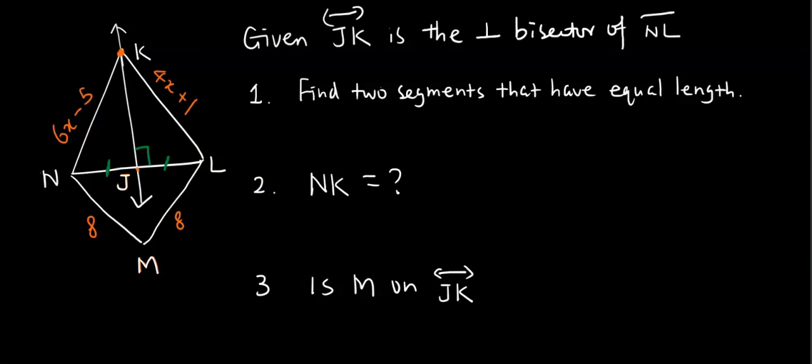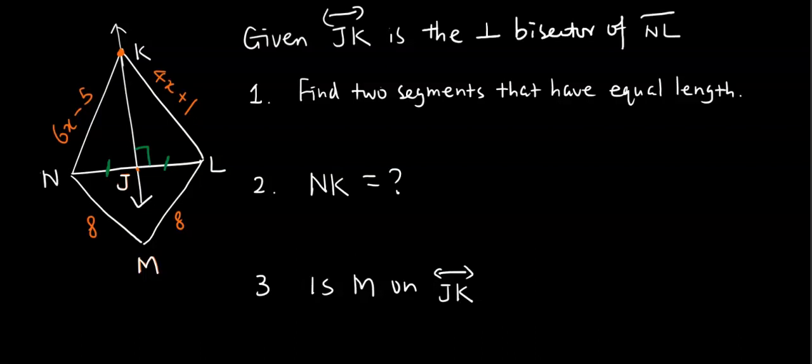Welcome back. In this video, we're going to answer 3 questions by using the Perpendicular Bisector Theorem and its converse. Recall the Perpendicular Bisector Theorem. It says in a plane, if a point is on the perpendicular bisector of a segment, then it's equidistant from the endpoints of the segment. Let's look at this example.